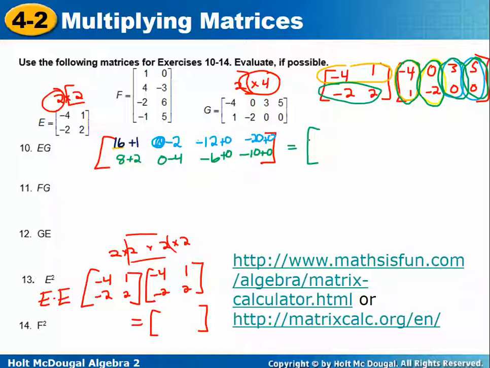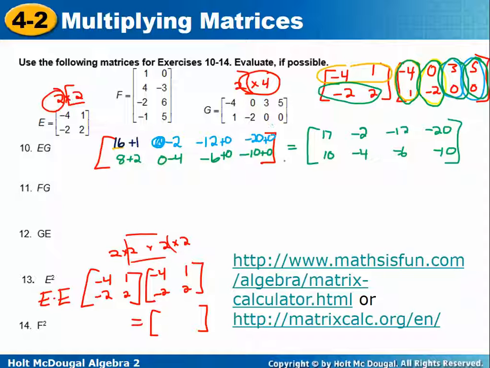So on the top row I have 16 plus 1, then I have 0 minus 2 is negative 2. Then I have negative 12 plus 0 is negative 12, and then negative 20 plus 0 is negative 20. And then on the bottom row I have 8 plus 2, 0 minus 4 would be negative 4. Negative 6 plus 0 would be negative 6. Negative 10 plus 0 would be negative 10.